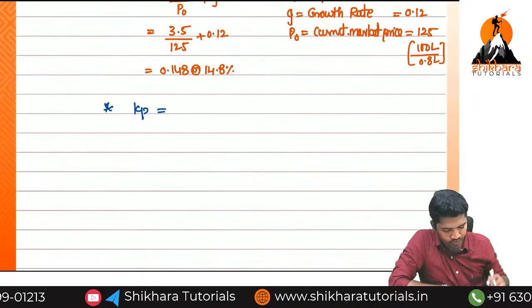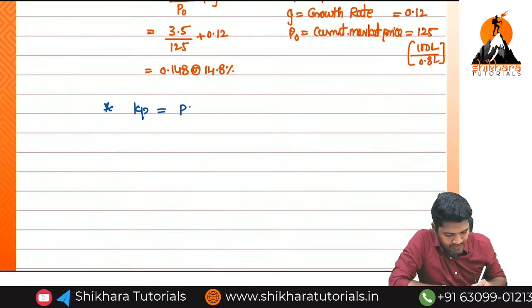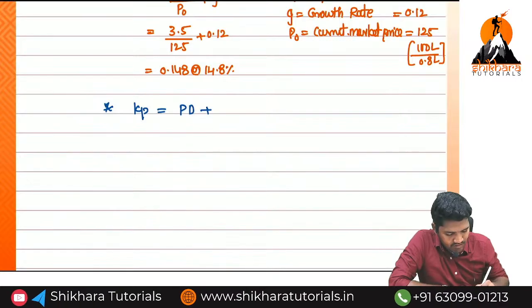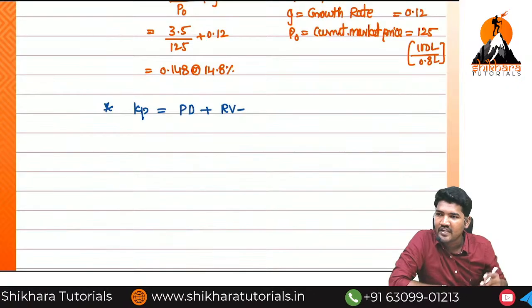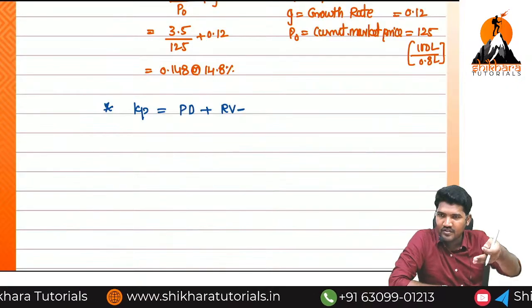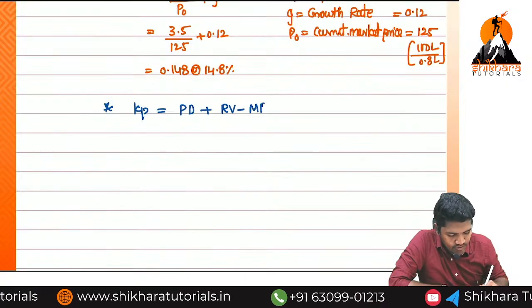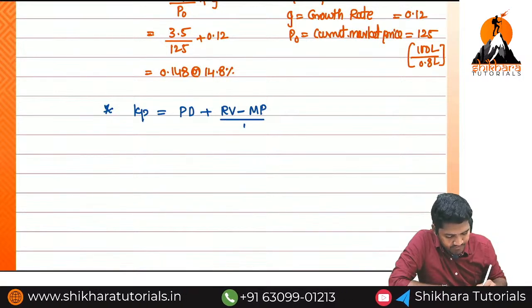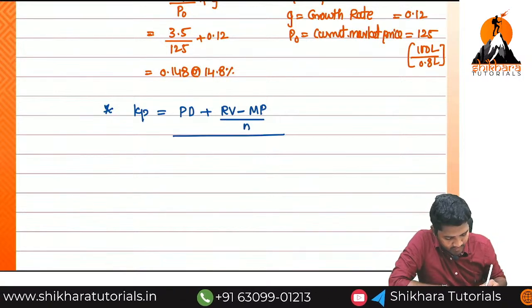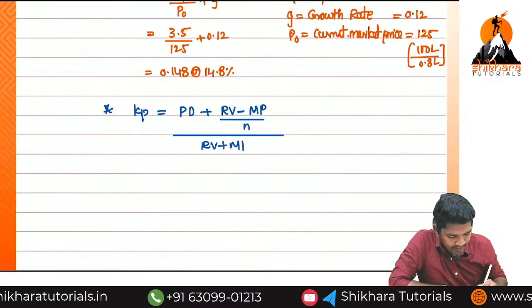So when it comes to KP, I understand it is redeemable. So the formula is preference dividend plus redemption value minus net proceeds or market price, divided by n number of years, whole divided by the average of repayment value and market price. Generally either one, but the question specifies market price, MP, or you can use the word P naught also, no issue.